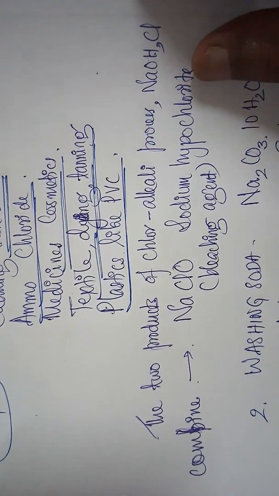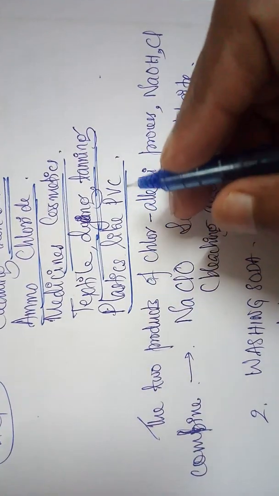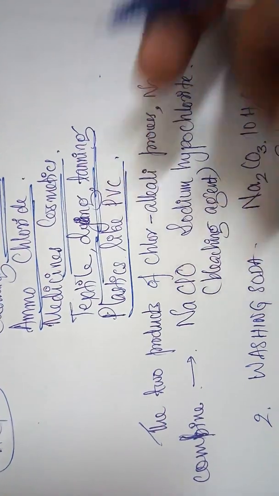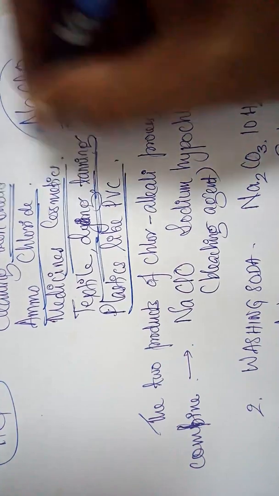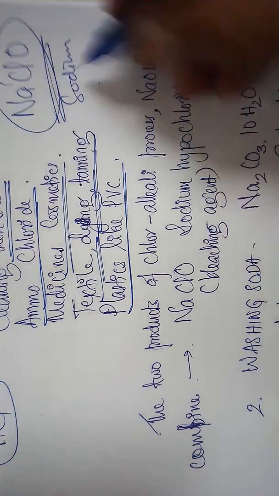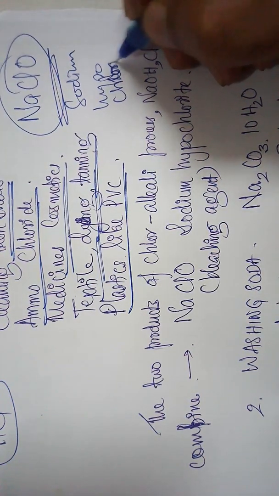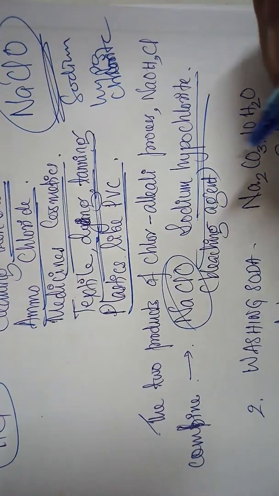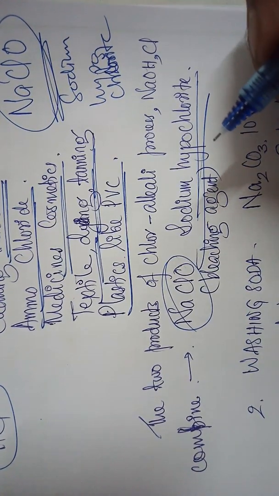The two products of the chlor-alkali process, sodium hydroxide and chlorine, combine together to produce another chemical called sodium hypochlorite, NaClO. Sodium hypochlorite is a bleaching agent. It is used for bleaching fabrics.